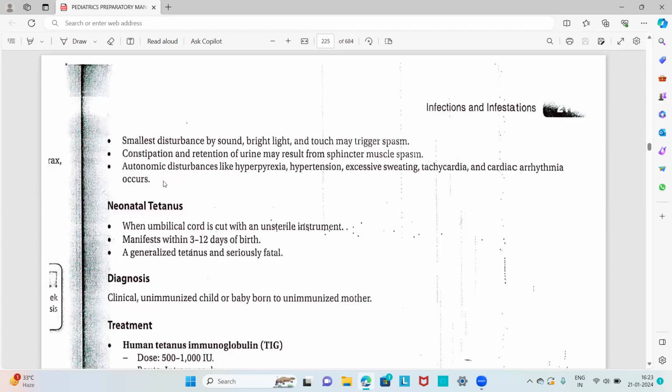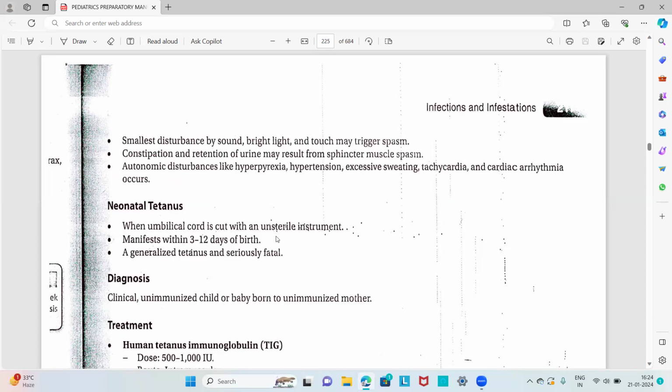Even the smallest disturbance, such as sound, bright light, and touch, may trigger the spasm in the body. And constipation and retention of urine may result from the sphincteric muscle spasm. Autonomic disturbances like hyperpyrexia, hypertension, excessive sweating, tachycardia, and cardiac arrhythmia can also occur in the case of tetanus.